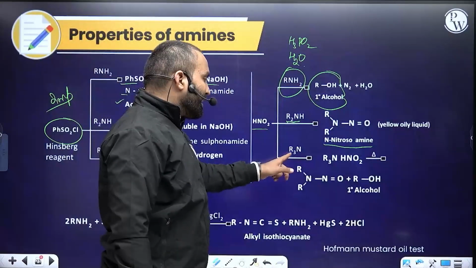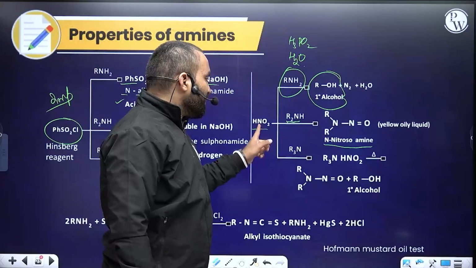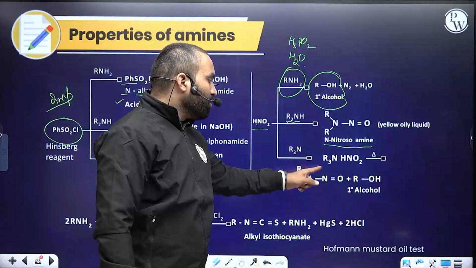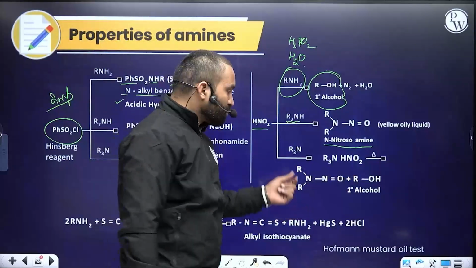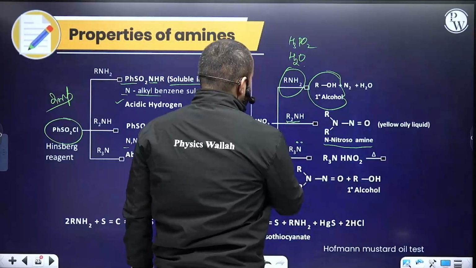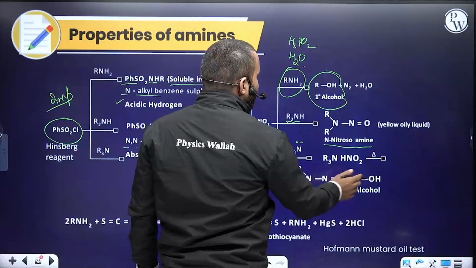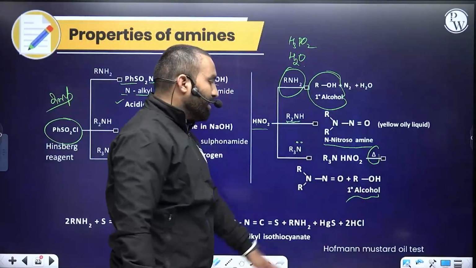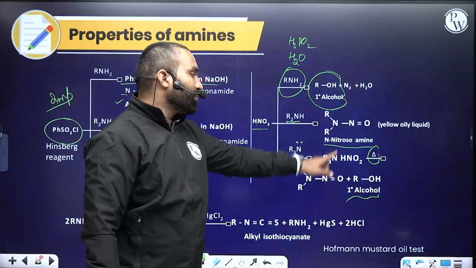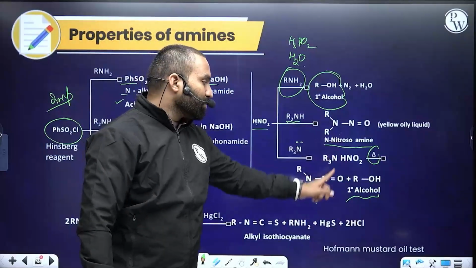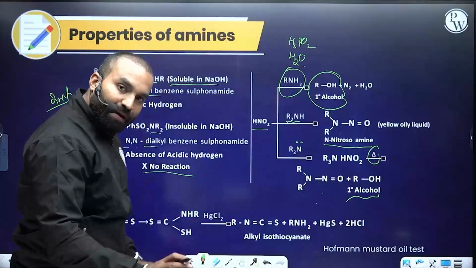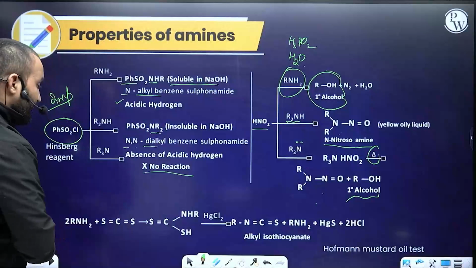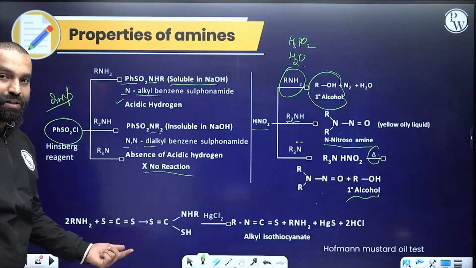You can also react it with tertiary amine. Tertiary amine can also react with HNO2 to form the salt, because that's a base and this is an acid. Now when you heat this, you can obtain primary alcohol. And then you can obtain the similar product obtained in the previous case. Clear, everybody? Okay. This reaction is known as Hofmann mustard oil reaction.